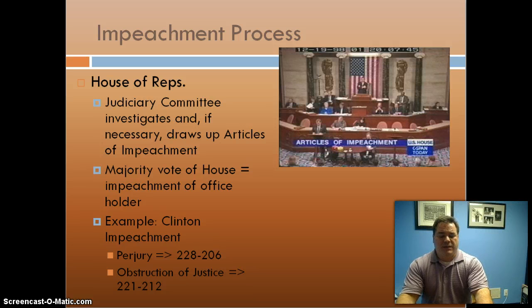So, for example, in the Clinton impeachment back in the 90s, President Clinton was found, well, he wasn't found anything. The impeachment charges brought against him were voted on by the House of Representatives. It was a 228 to 206 vote on the perjury charge, meaning lying under oath. And then it was a 221 to 212 vote on the obstruction of justice charge, that the president had interfered with an investigation regarding the Monica Lewinsky scandal, and that he had lied under oath.